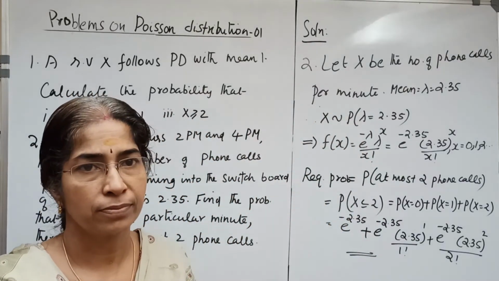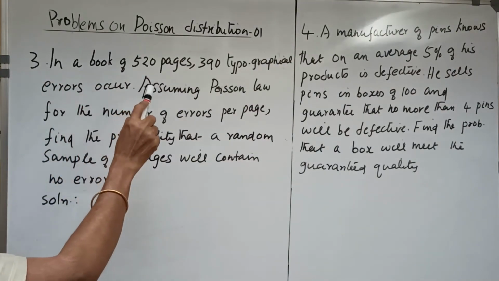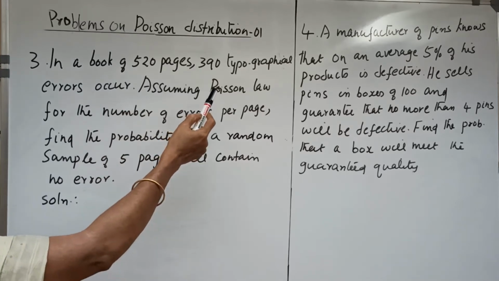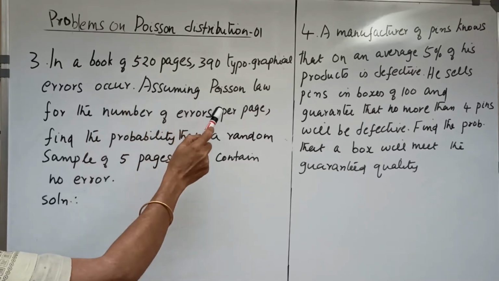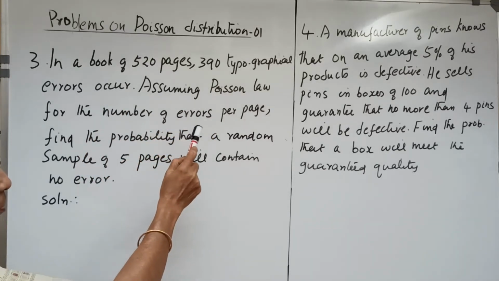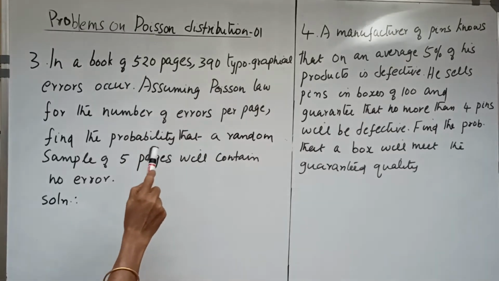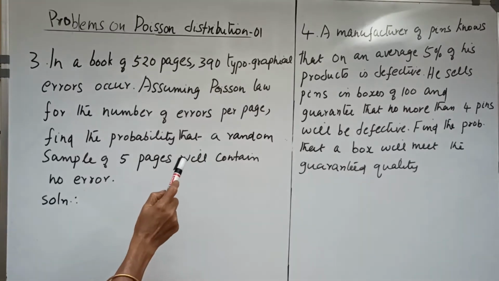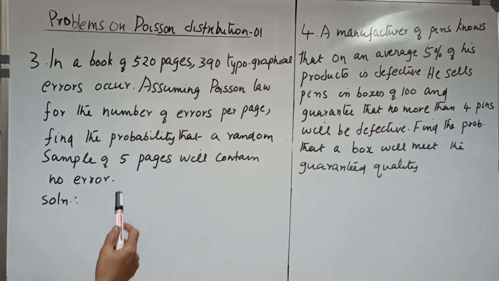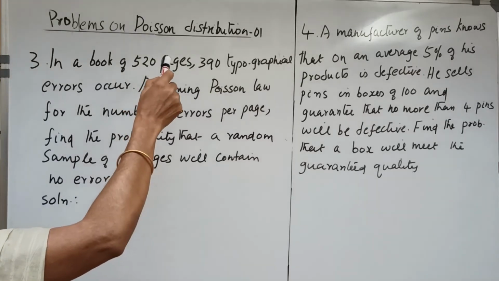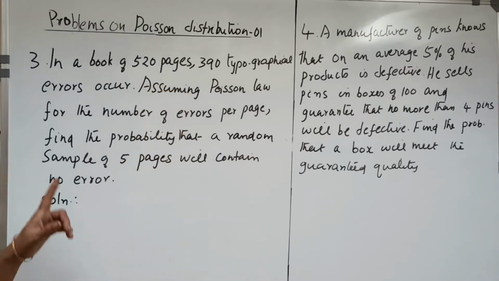We come to question number 3. Given that in a book of 520 pages, 390 typographical errors occur. Assuming Poisson law for the number of errors per page, find the probability that a random sample of 5 pages will contain no error. We are given 520 pages. Out of 520 pages, there are 390 typographical errors.